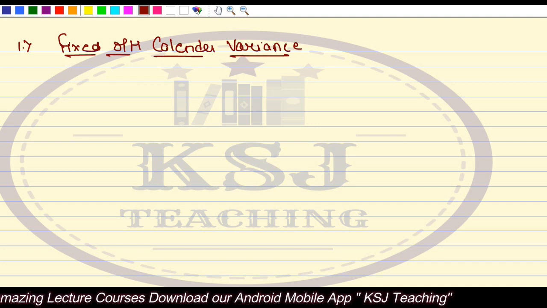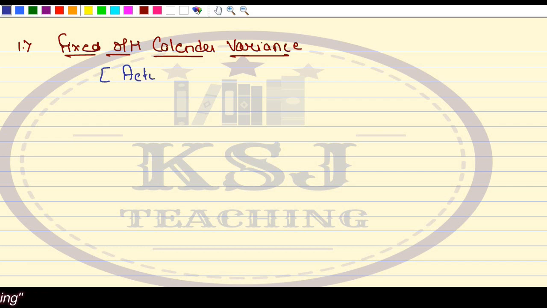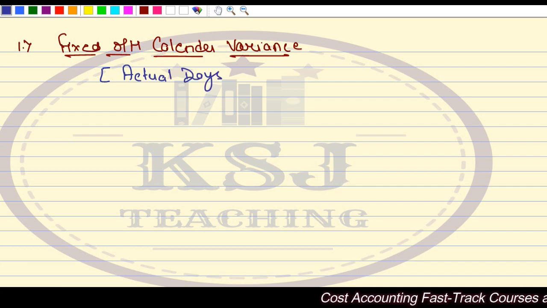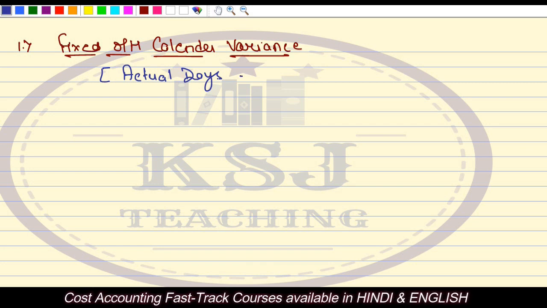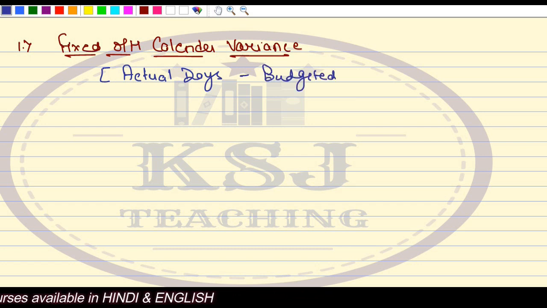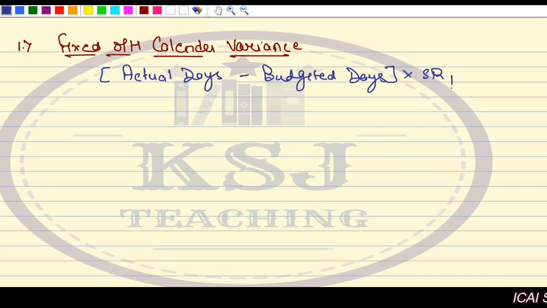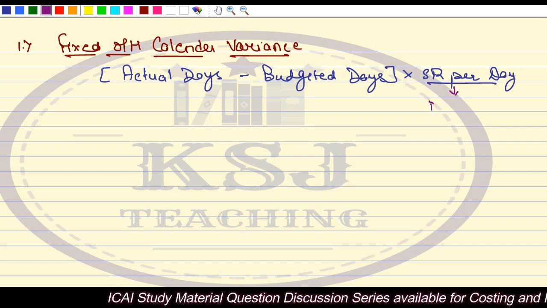Fixed overhead calendar variance is based on the actual number of days that he is working. If he is working for more days, it is good, it is not bad, but you have to be very precise with the capacity variance. It is actual days minus budgeted days, multiplied by standard rate per day. Standard rate per day here means the budgeted rate.